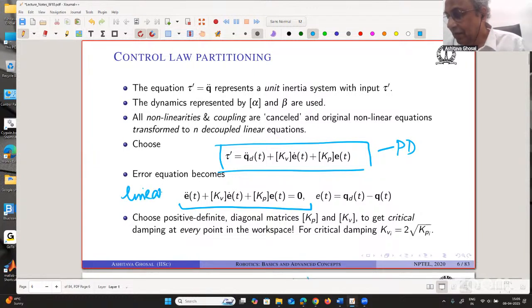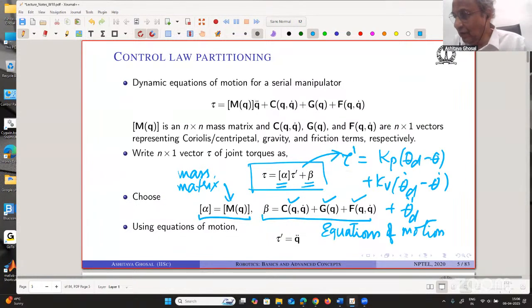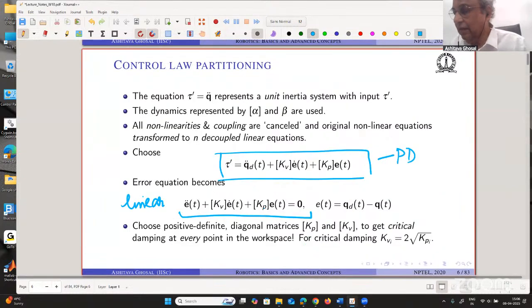Okay. So the error equation now is linear, decoupled, and very, very easy to figure out. And this works out. So you can just substitute what is tau prime and alpha and beta in that equation. And this is what is shown here also. If you put this and then you go back and substitute here, you will get tau prime is equal to q double dot, which in turn will give you this linear error equation.